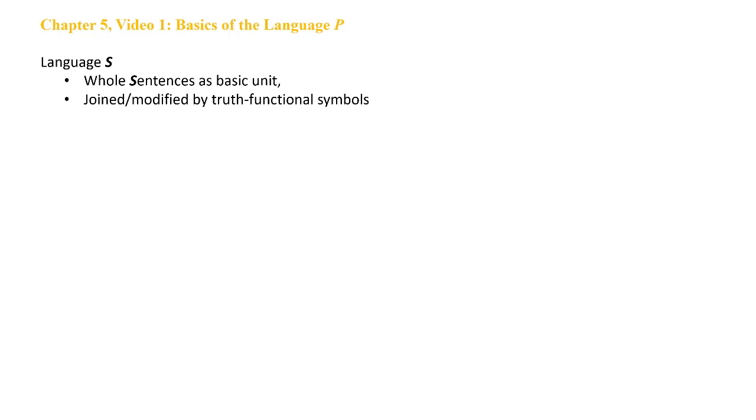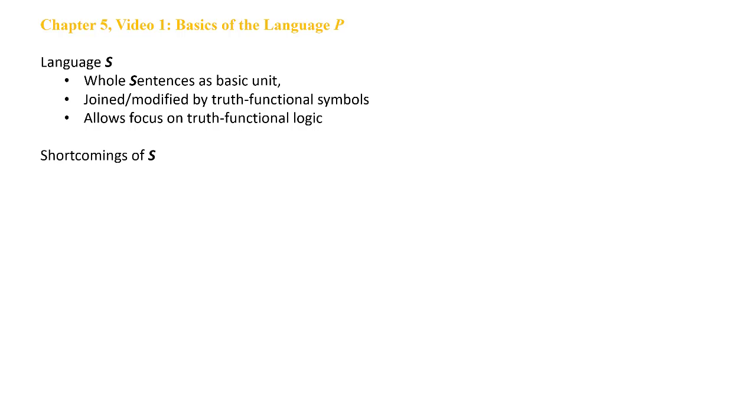Welcome back. This is Chapter 5, Video 1, in which we'll be discussing the basics of the language P. In Chapters 2 through 4, we had been using the language S. This was a language which takes whole sentences as the basic unit, and those are joined or modified by the truth functional symbols, and this allowed us to focus on truth functional logic.